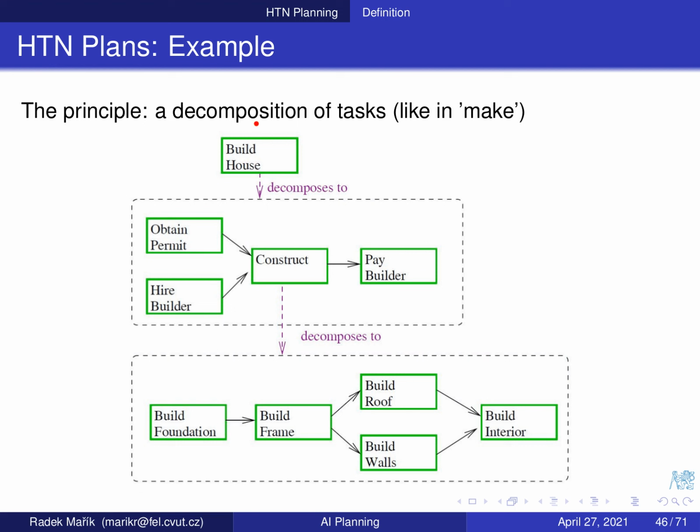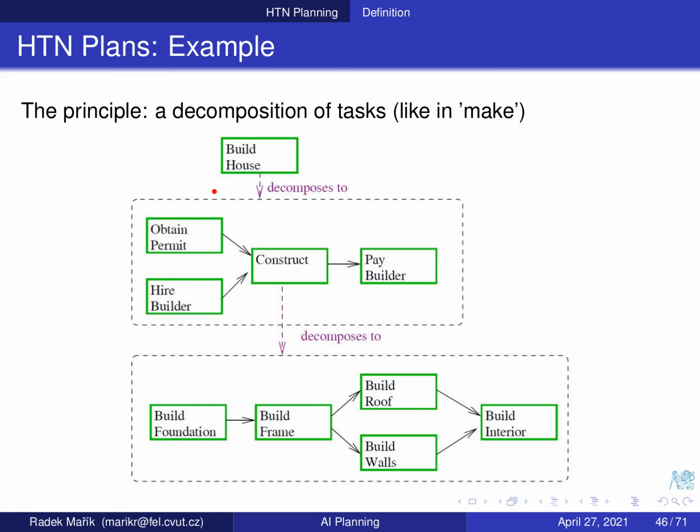If you go to an example like this, build a house, it decomposes into the tasks to obtain the permit, hire the builder, construct the house, and pay the builder. And this construction can again be decomposed into other tasks like build the foundation, build the frame, build the roof, build the walls, build the interior, and so on. Of course, this is just the decomposition. Behind it, there are a number of variables that constrain the solution.